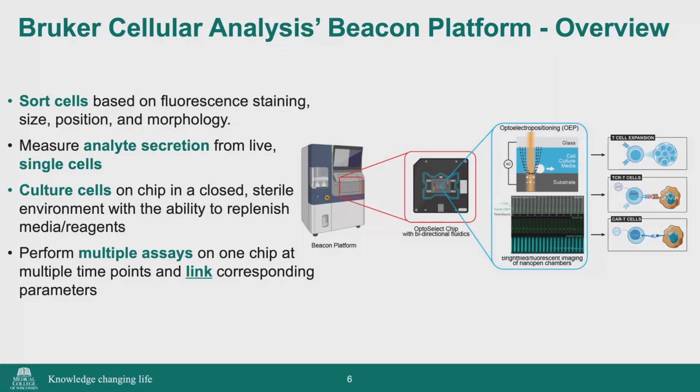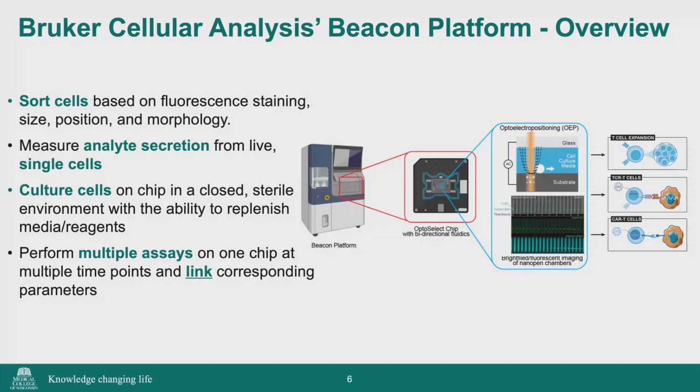You can measure different types of readouts. So you can look at analyte secretion. So if your T cell is producing cytokines, and you're able to do this at single cell resolution, which really gives you a lot of granularity in terms of how a single T cell is behaving. And you can do single effector to target ratios or multiple effector to target ratios. So it really provides flexibility in the different types of assays you want to perform. Another aspect is it actually serves similar to an incubator where you can culture cells on chip in a closed, sterile environment, and you can continuously replenish your media and reagents to minimize any toxic buildup in the pens.